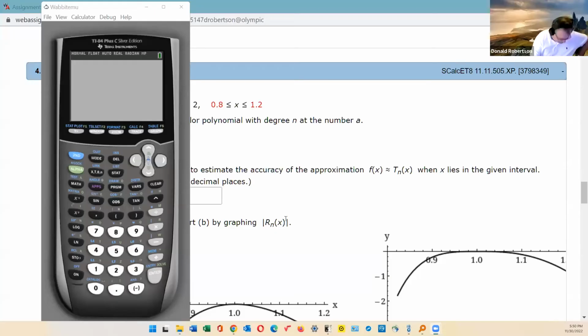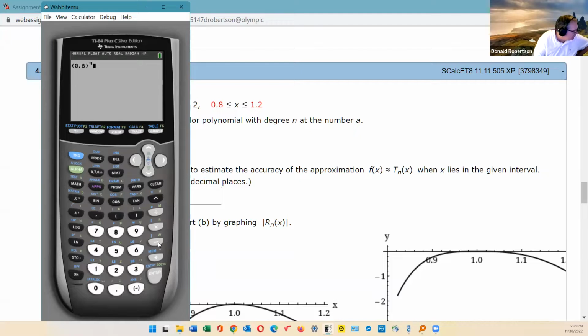Hopefully, I won't have a problem. So I need to find x to the negative 9 at 0.8. So in brackets, 0.8 to the power of negative 9. So that's the f of 0.8 bit.